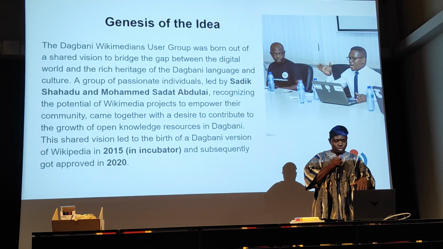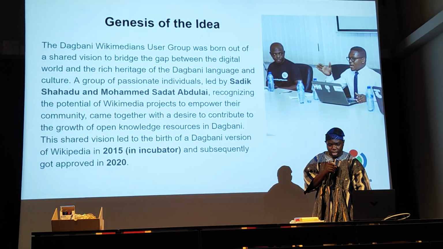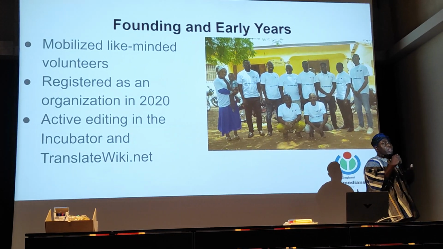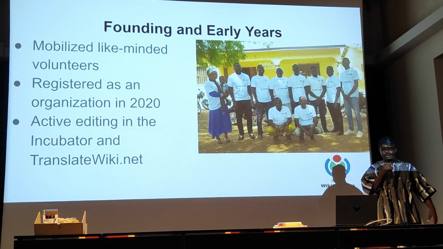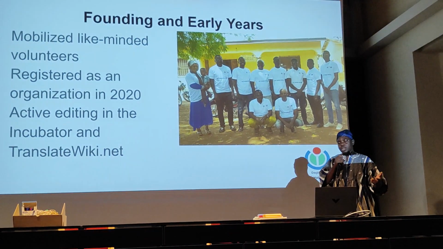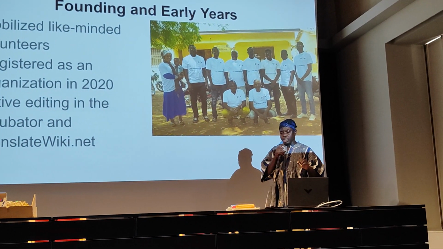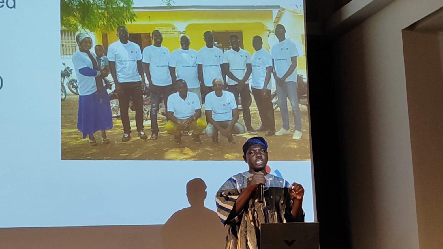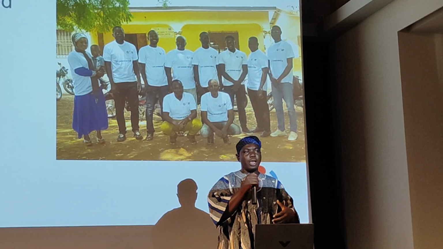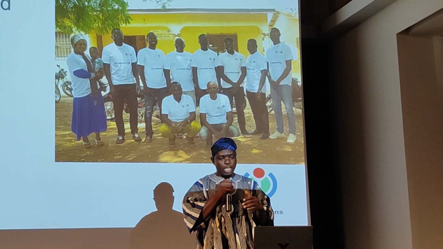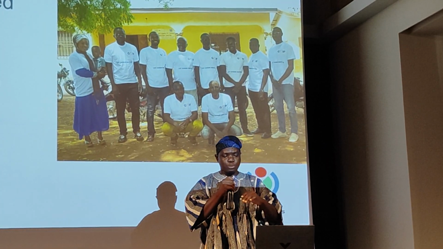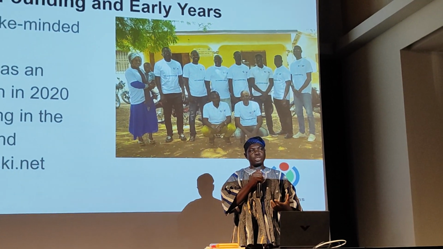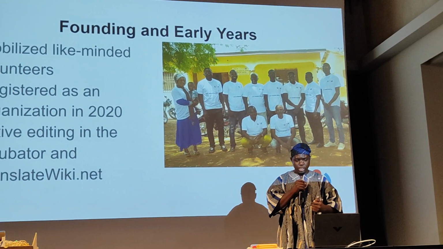And fast forward to 2020, we were able to move from the incubator, that is, we created over 1,000 articles, and we were able to move from the incubator into the mainstream language. And we got the Dagbani Wikimedians User Group registered. The Dagbani Wikimedians User Group is a not-for-profit organization that seeks to support the 16 Mabia languages. The 16 Mabia languages are mutually intelligible languages that are spoken in Ghana, Togo, and Burkina Faso. And a lot of us are from languages that have very little documentation.